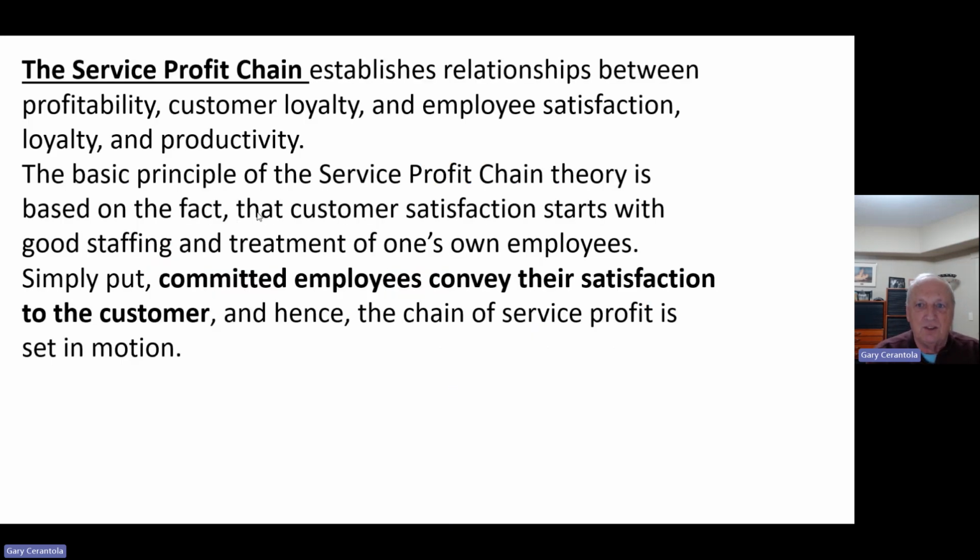So let me talk about the service profit chain. And it's pretty simple. It establishes a relationship between profitability, customer loyalty, customer satisfaction. It's sort of table stakes in the game. If you don't meet customer satisfaction, it's a non-starter. But if you wow your customers, customer loyalty, you can take that to the bank. And how is that driven in the service profit chain? Well, it's driven by satisfied employees that are much more loyal and more productive. And the whole idea then is that committed employees convey their satisfaction to the customer, and hence the chain of service profit is set in motion.